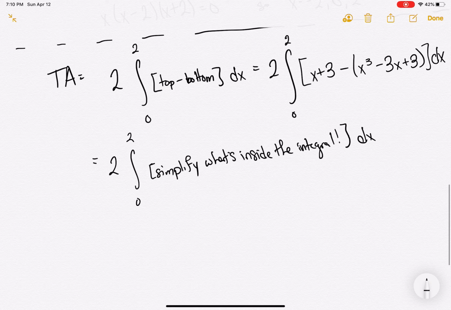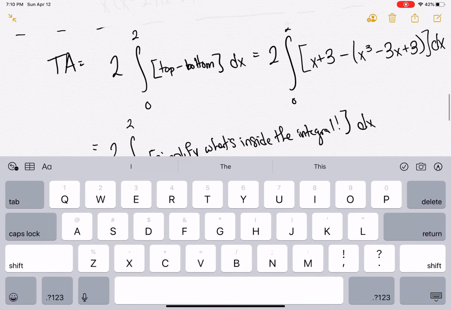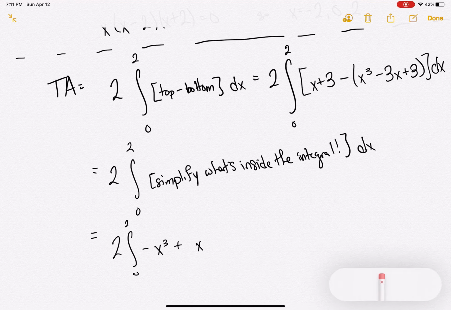So let's do that. The amount of times that you're going to save yourself by simplifying what's inside the integral is too often. So we simplify that. What do we get? We get 2, the integral bounds are still there. We get negative x cubed, minus 2x, and plus 3 minus 3 is just going to be 0. Oh, sorry. Negative x cubed plus 4x. Of course, this should be similar to what we had before. Plus 4x. Don't want to make the silly mistakes. Plus 4x dx.